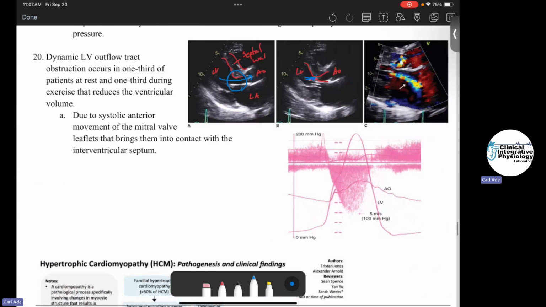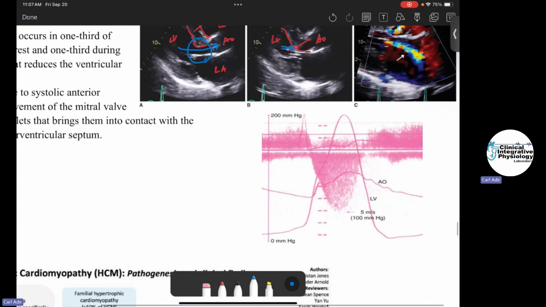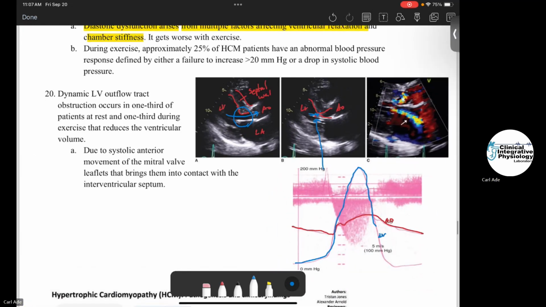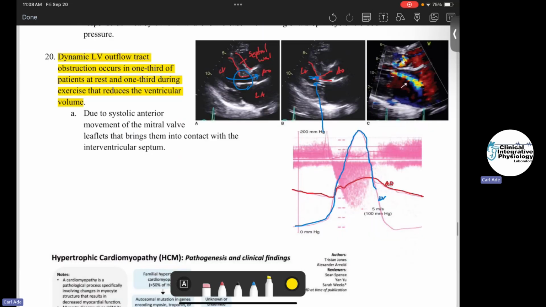And this is where Wiggers comes into play. This is the pressure in the aorta. This is your aortic blood pressure. Here's the left ventricular blood pressure. Note that the LV has to generate crazy amounts of pressure to get past this obstruction. So we get this obstruction occurring in about 1/3 of patients at rest and 1/3 during exercise. And this has a profound impact on left ventricular volume.